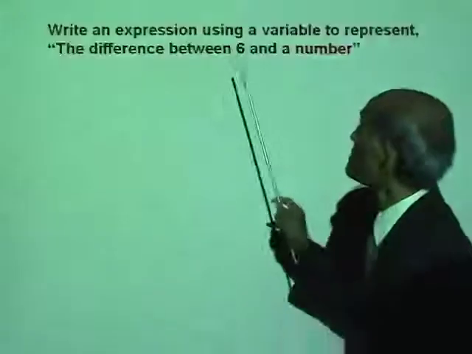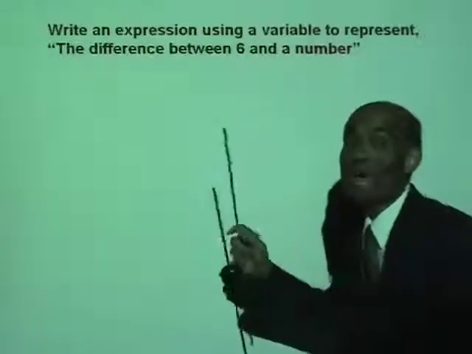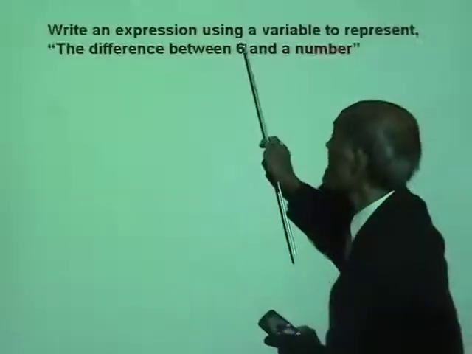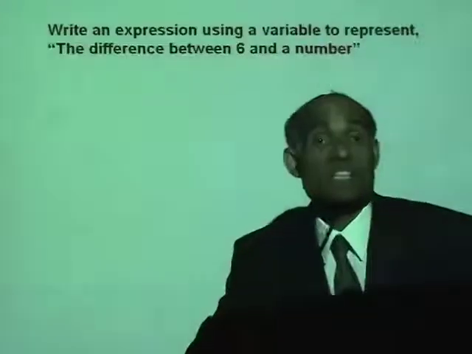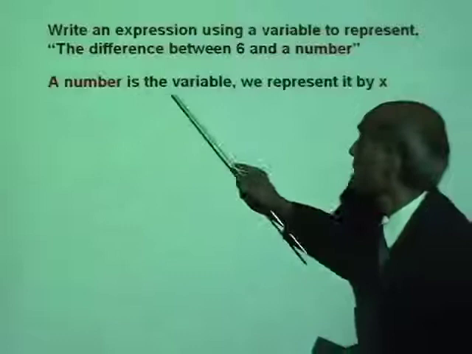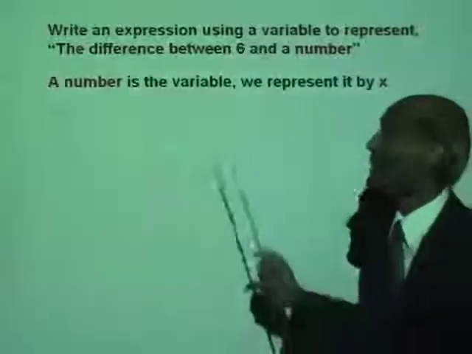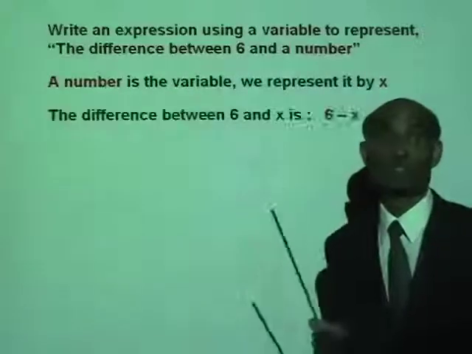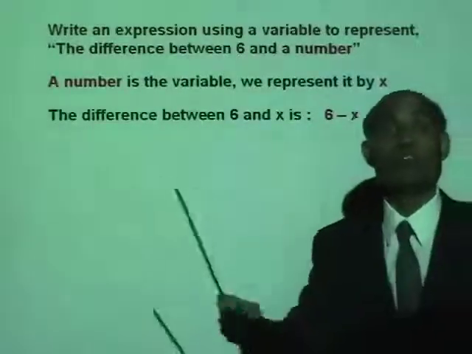So what is the difference between 6 and a number? When you hear a number, it is the variable. So what is the difference between 6 and x? It will be 6 minus x. So here a number is our variable. We will represent it by x. Now what is the difference between 6 and x? The difference between 6 and x is 6 minus x.